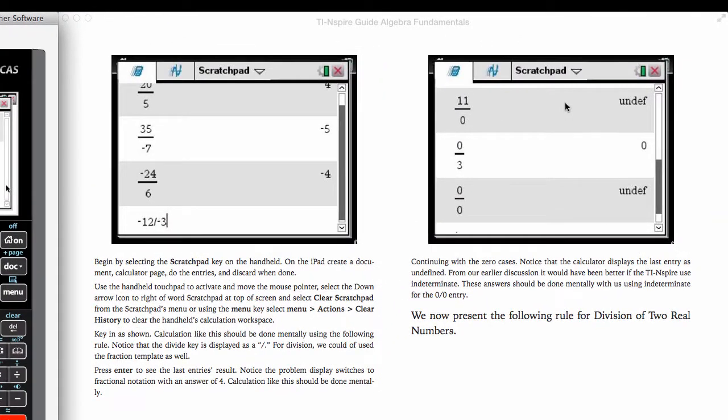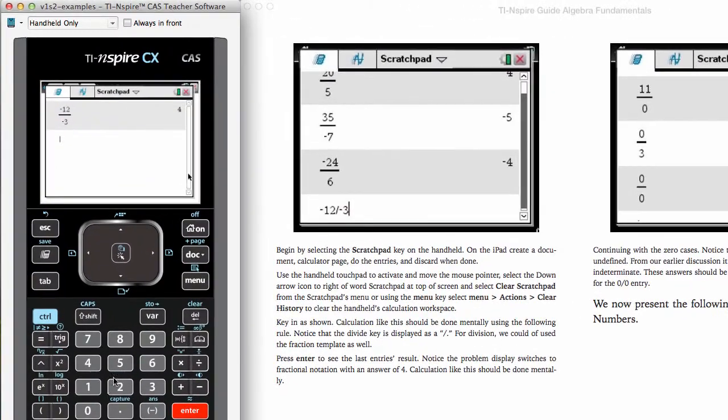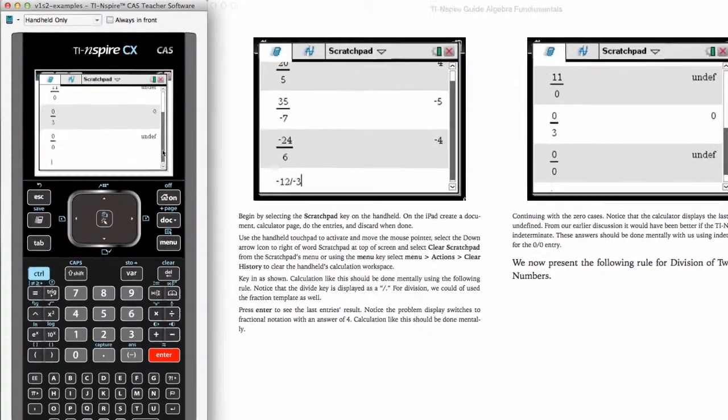Now, where we start running into problems is with 0. So if we take 11 and divide it by 0, it's easiest just to enter it directly. We see it's undefined. If we take 0 and we divide it by 3, we see the answer is 0. And if we take 0 and divide it by 0, we see the answer again turns out to be undefined.